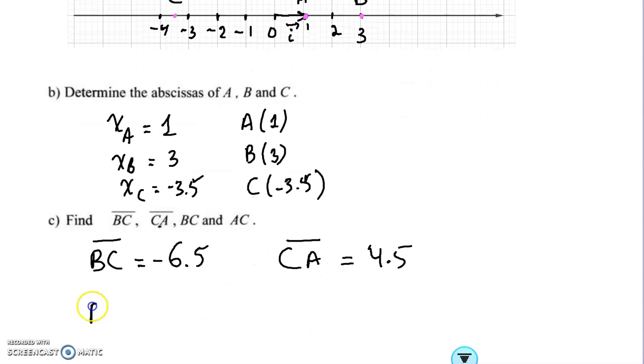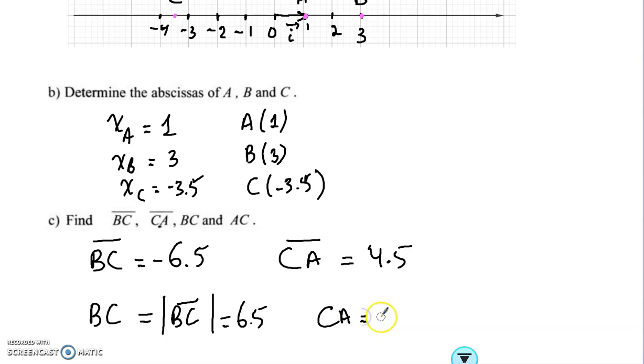Now for BC, BC of course has to be positive. So it's just 6.5. You can put absolute value of course of this and write directly 6.5, or you can simply write 6.5. CA is always positive, so you take the absolute value of the algebraic measure, it gives you 4.5.